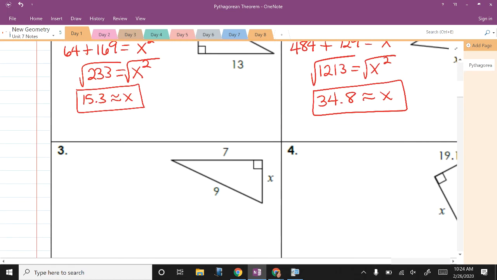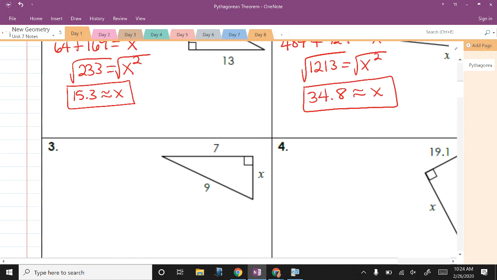On number 3, what are we looking for on number 3? A leg or a hypotenuse? A leg. 9 is the hypotenuse. Okay? So it doesn't matter if you put X in for A or B. Just make sure it's one of those. Okay? I'm going to do it for B just for the heck of it. So I'm going to say 7 squared plus X squared equals my hypotenuse is 9. So 9 squared.